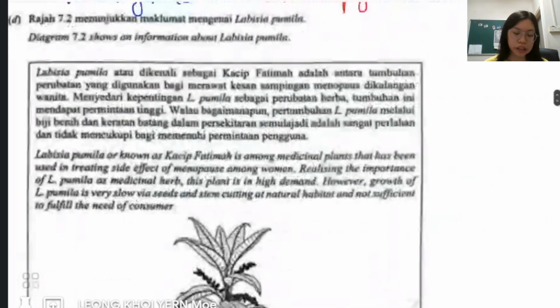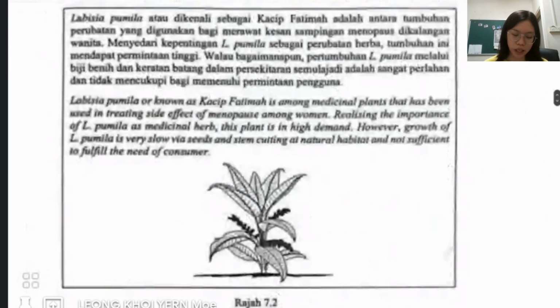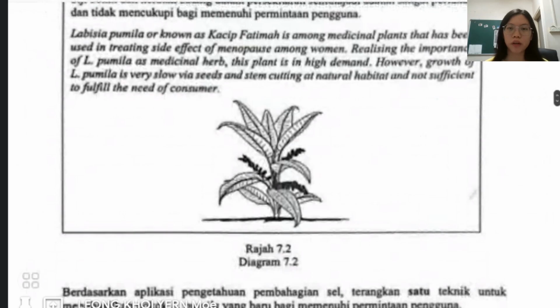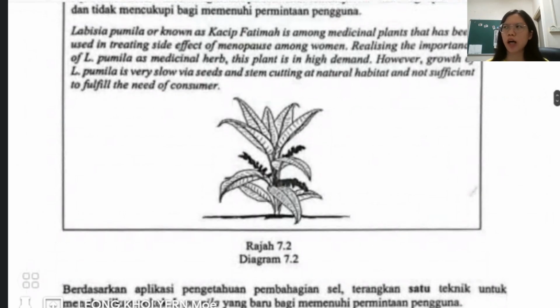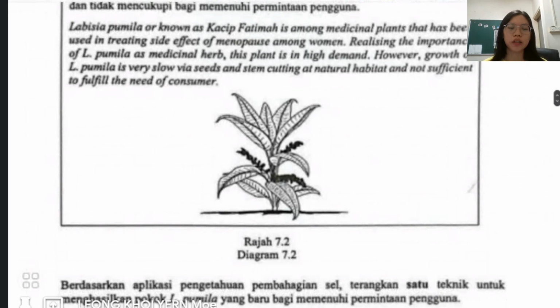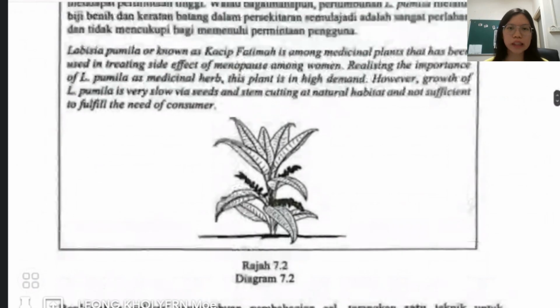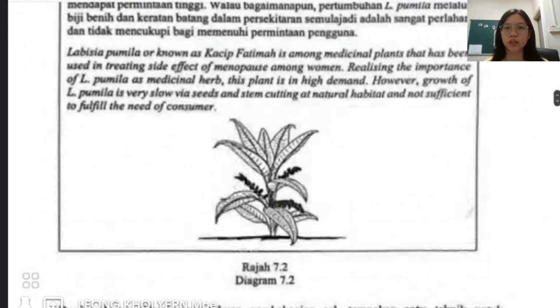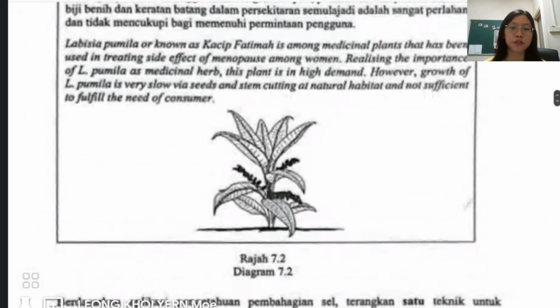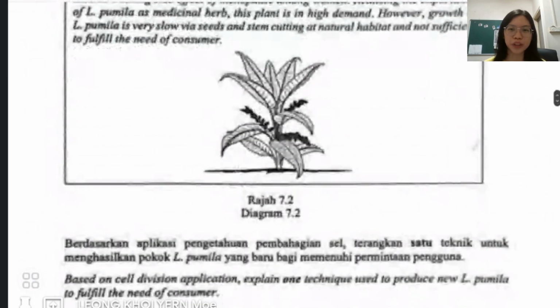And by looking at this question, they show you information about this plant. It's among the medicinal plants that have been used for treating side effects of menopause among humans. Menopause is when a woman reaches around 50 years old, during aging, because all the hormones are very low, especially estrogen and progesterone, then they will have all these menopause issues. Realizing the importance of it, the plant is in high demand, but the growth is very slow. Wild seeds and stem cuttings in the natural habitat are not sufficient to fulfill the need of customers. So they want to boost the production of it.